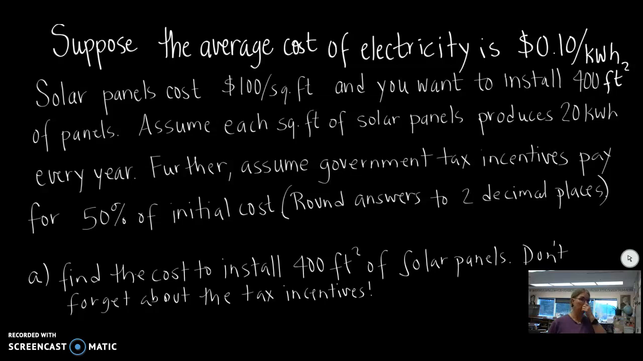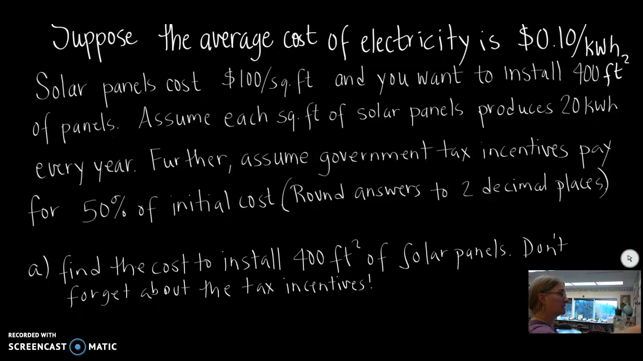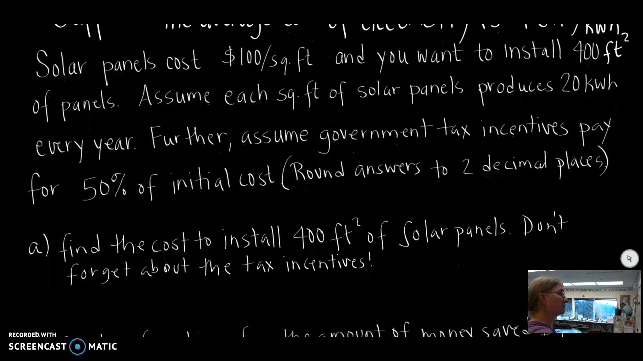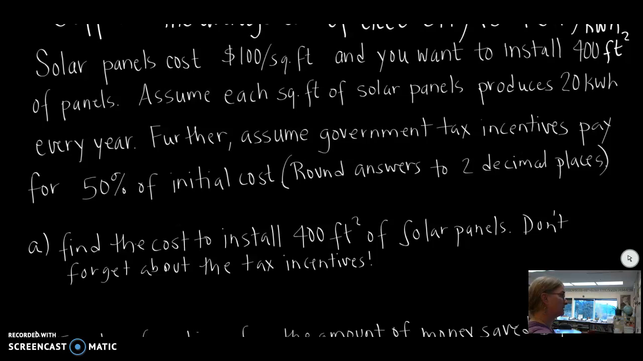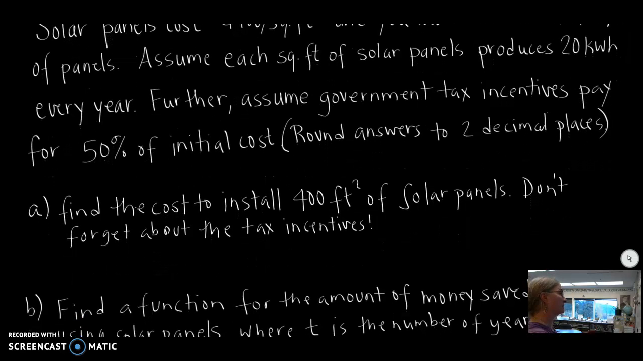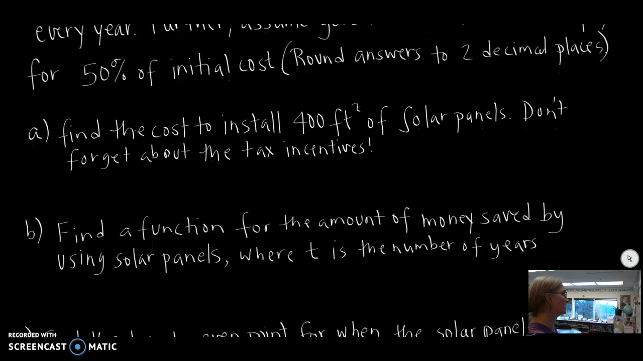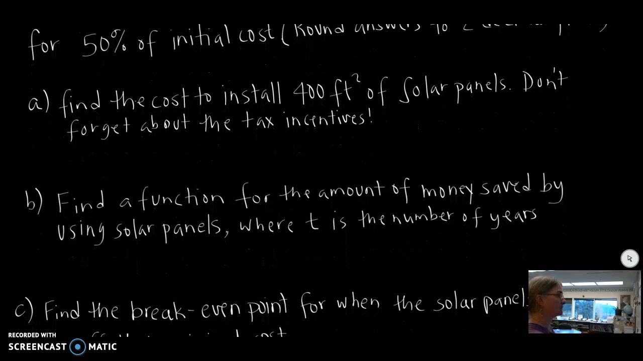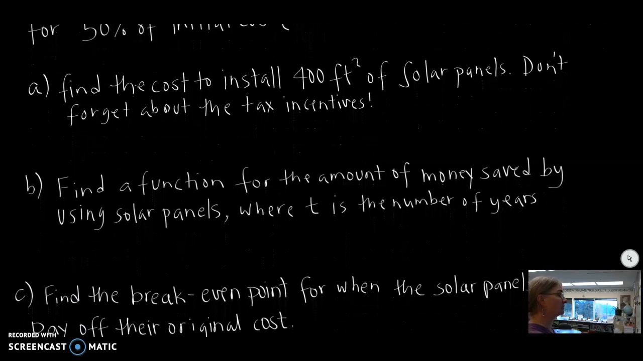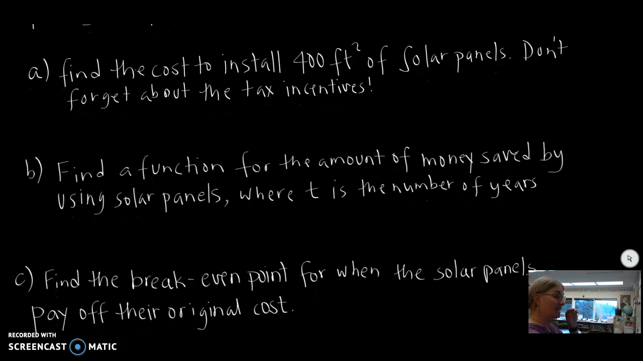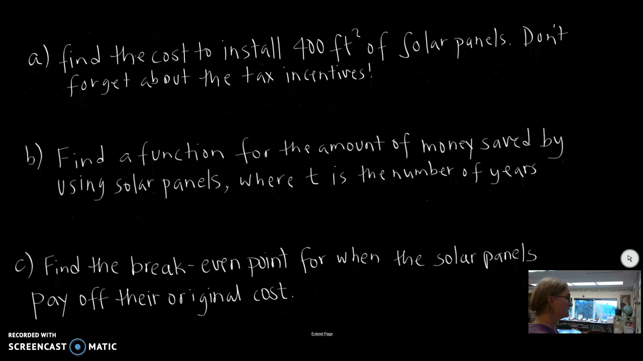What we're going to do with the information is find the cost to install 400 square feet of solar panels. Don't forget about the tax incentives. You'll see that when you read through it. The second part is to find a function for the amount of money saved by using solar panels, where T is the number of years that have passed. And then that was B. Part C, find the break-even point for when the panels pay off their original cost.